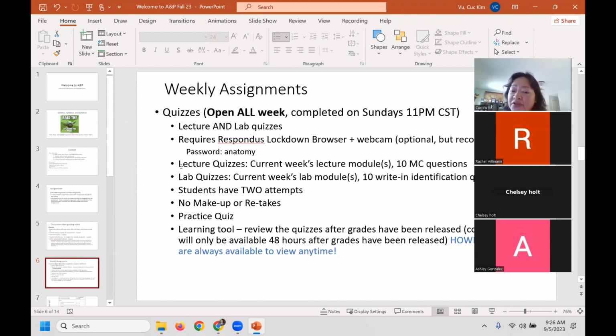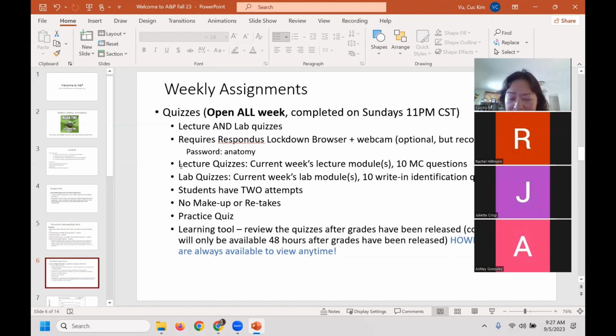Okay. Now, after I release the scores, the correct answers will only be available for 2 days, 48 hours, after which you can still see your quizzes and the questions that you got wrong, but the correct answers will not be available after that period of time. Okay, but remember, you can always, at any time during the class, see your quizzes. Okay, so use them as a learning tool. Questions on quizzes.